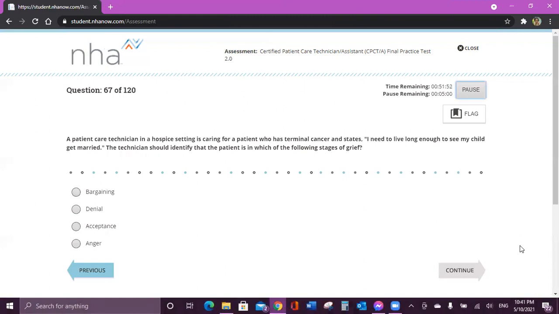A patient care technician in a hospital setting is caring for a patient who has terminal cancer and says, I need to live long enough to see my child get married. The technician should identify the patient as being in which stage: anger, acceptance, denial.